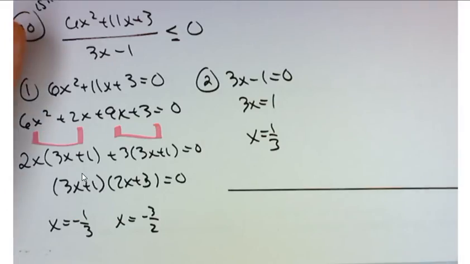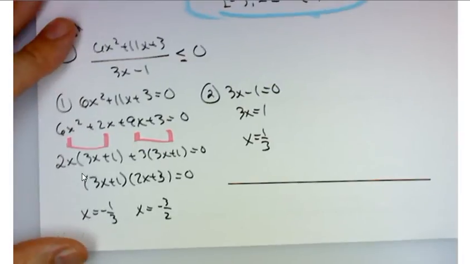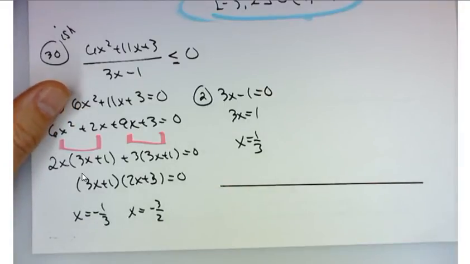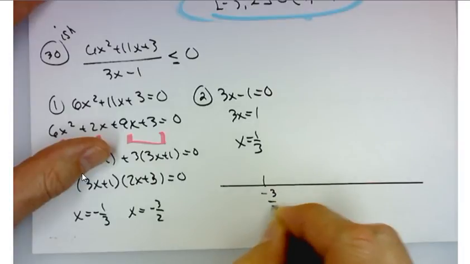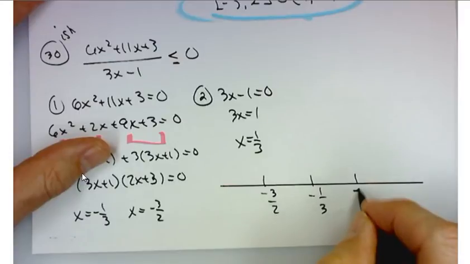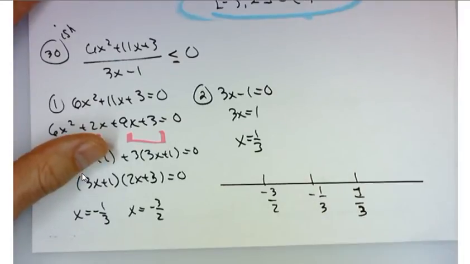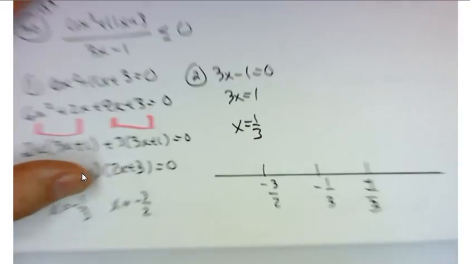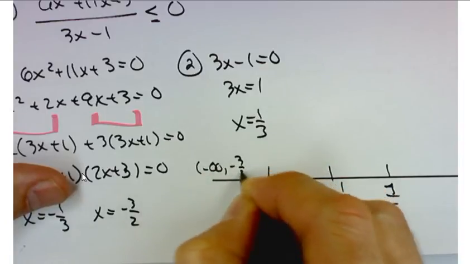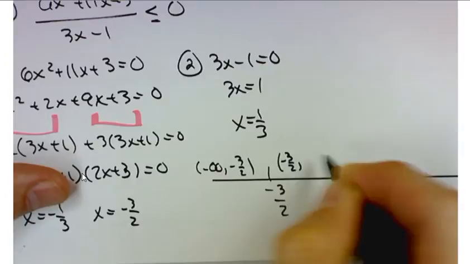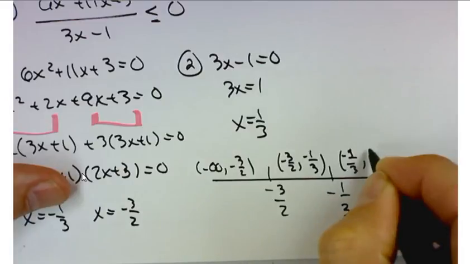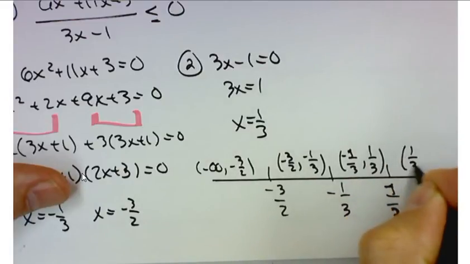Put those points on a number line. Make sure that you put them in order. What should be the farthest left point here? Good. Negative 3/2, negative 1/3, and then 1/3. So that gives us our intervals. So it would be negative infinity to negative 3/2, negative 3/2 to negative 1/3, negative 1/3 to 1/3, and 1/3 to infinity.